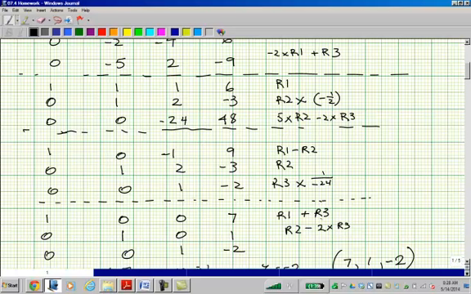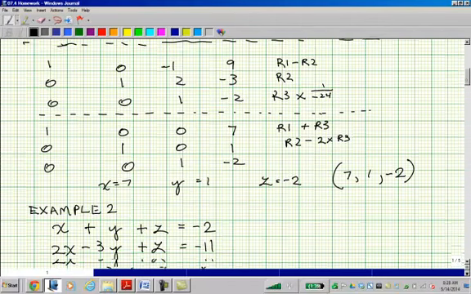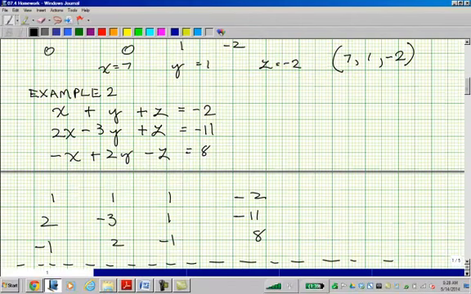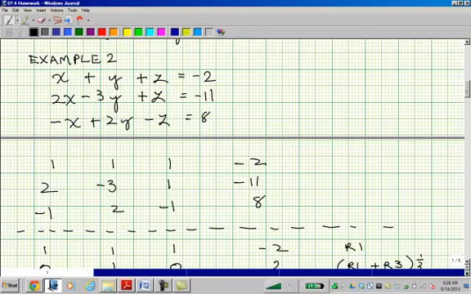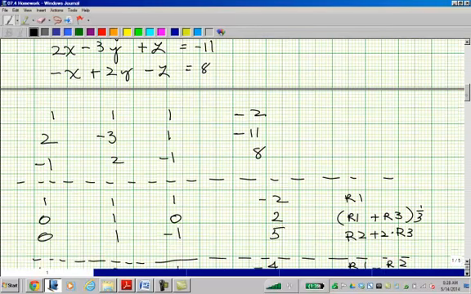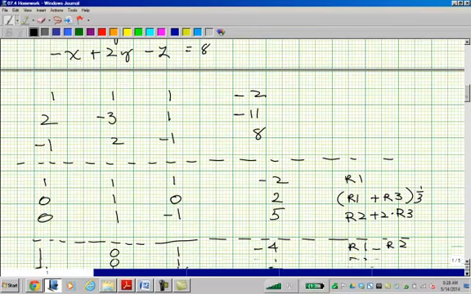So I take R1 plus R3, and that knocks out that negative 1, and that gives me 1, 0, 0, 7. That's what X equals. And then I take R2 minus 2 R3, and that gives me 0, 0, 1, negative 2. Example 2 is more of the same. I make the 3x4 matrix, and then I start my row operations.